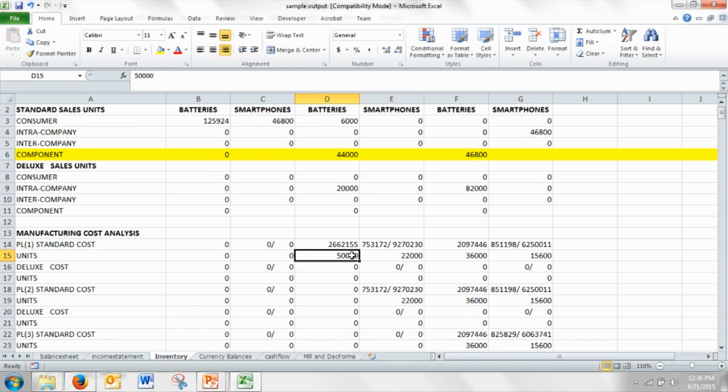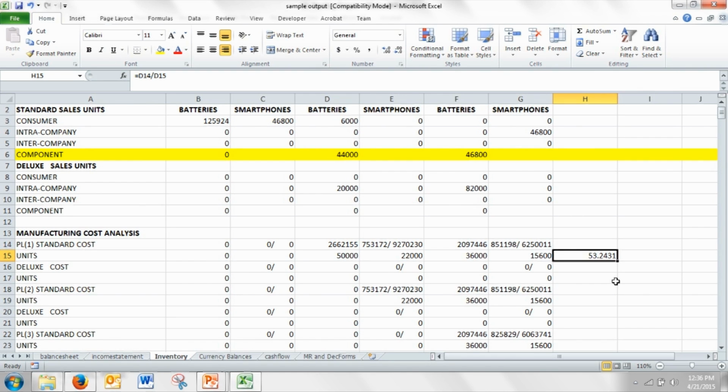So of those smartphones, $30 per unit of those are made up of batteries. And the batteries, 50,000 units, cost 26,000. So we can just do some math here and find that the unit cost for a battery was indeed $53.24 was what it was.